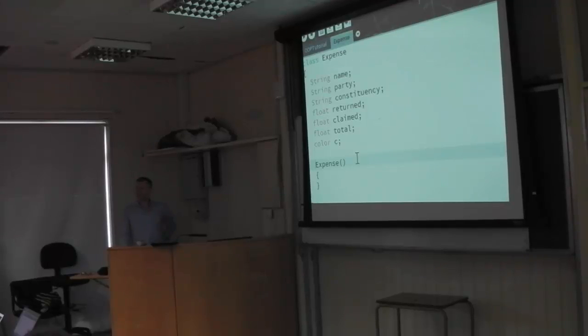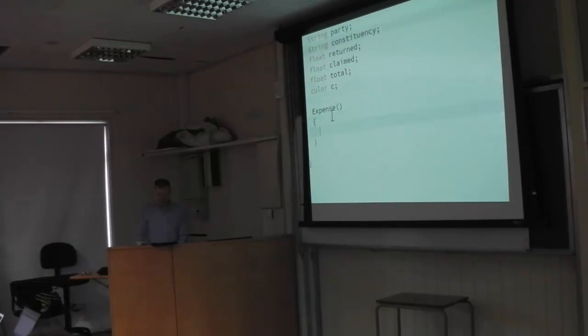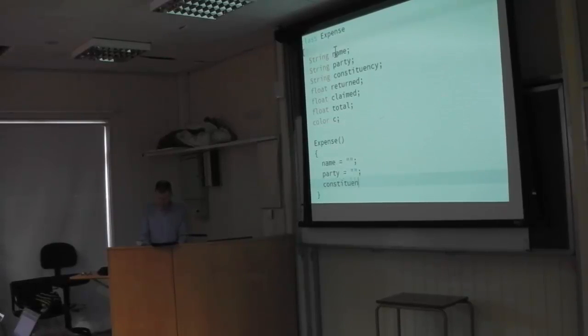A constructor is a special type of method that gets called when the object gets created. And you can then set default values in here. So, something we might want to do is maybe set the name equal to the empty string, like that. And then the party equal to the empty string. And the constituency the empty string.